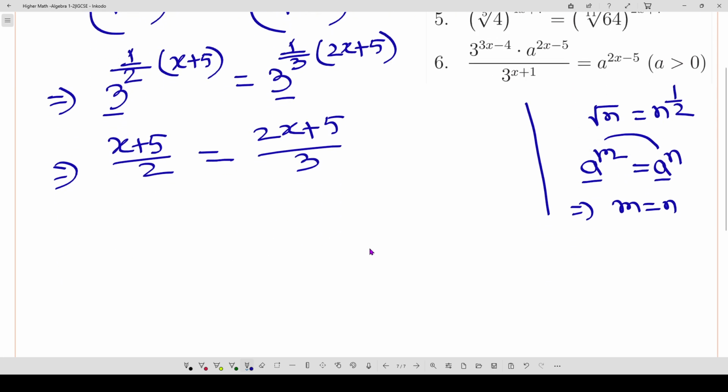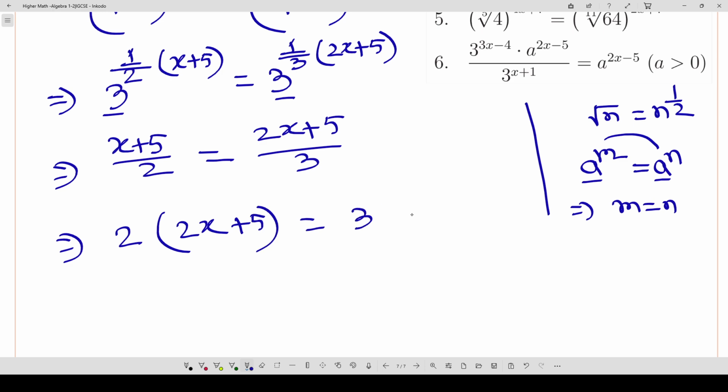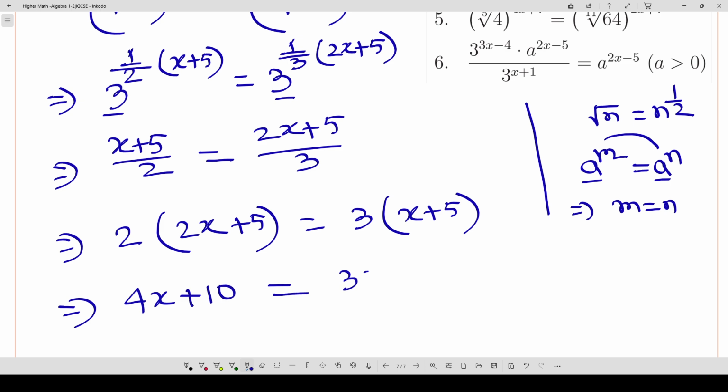Right? Now very simple. We are going to multiply. It's a cross multiplication. So 2 times 2x plus 5, and here is 3 times x plus 5. Now it will be 4x plus 10, and here is 3x plus 15.